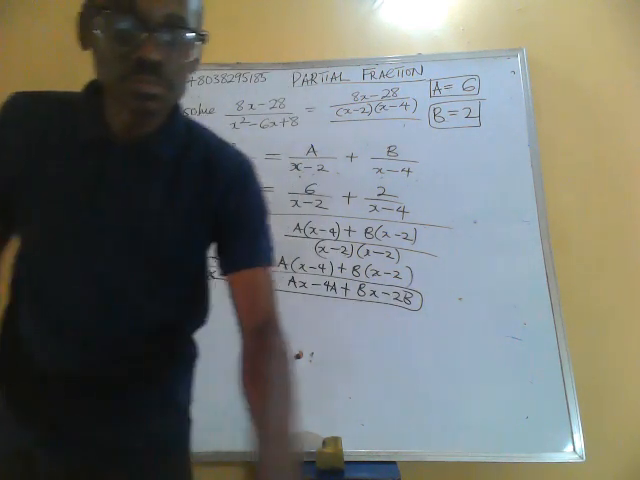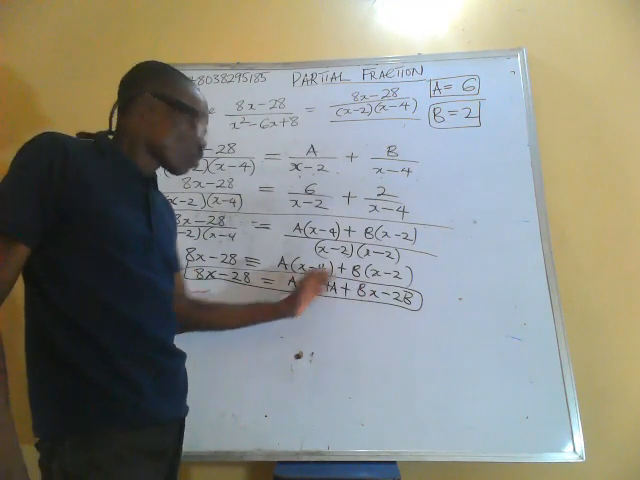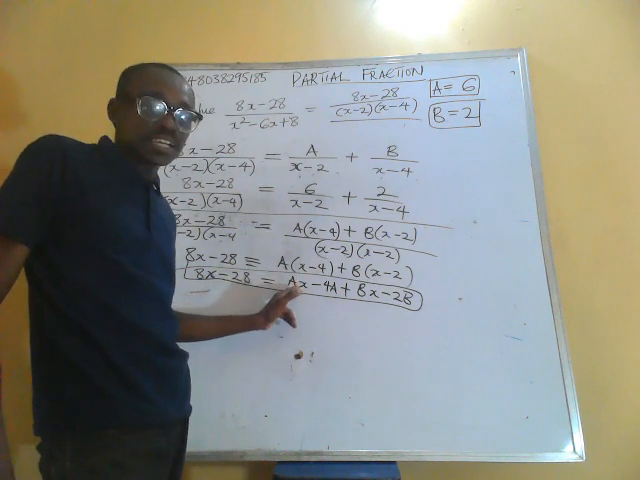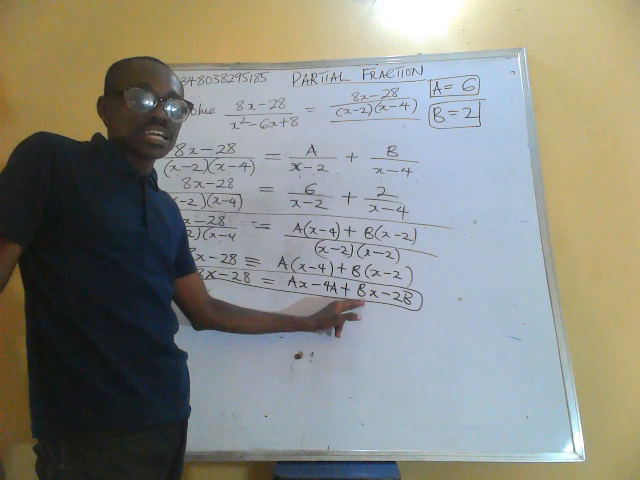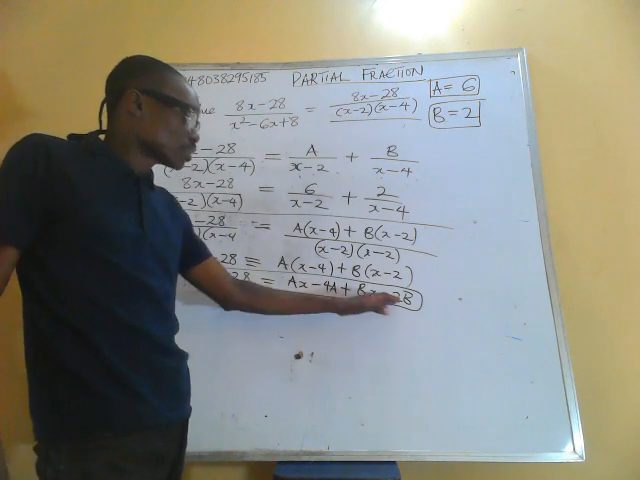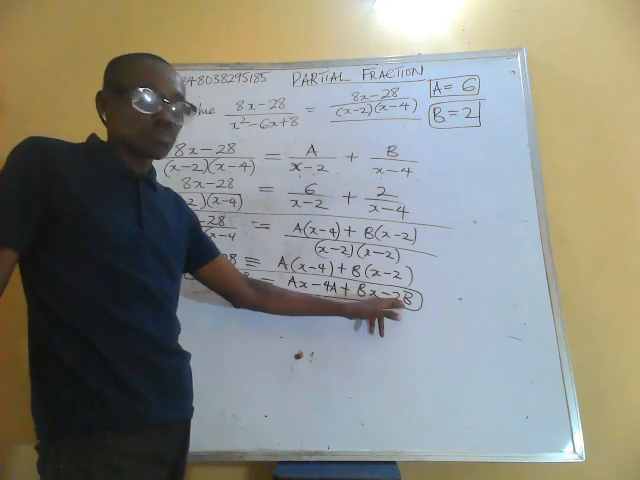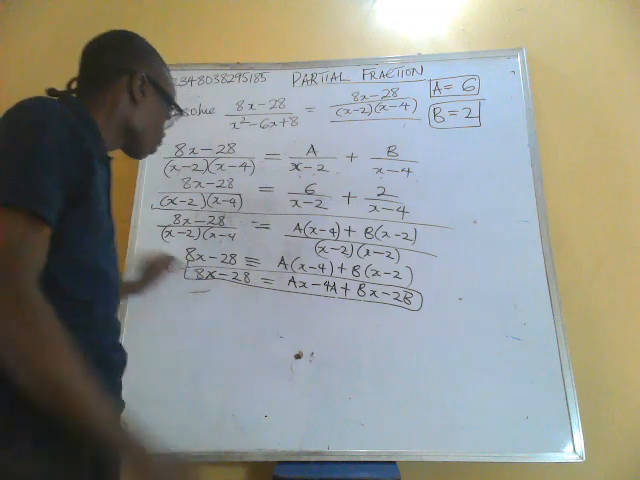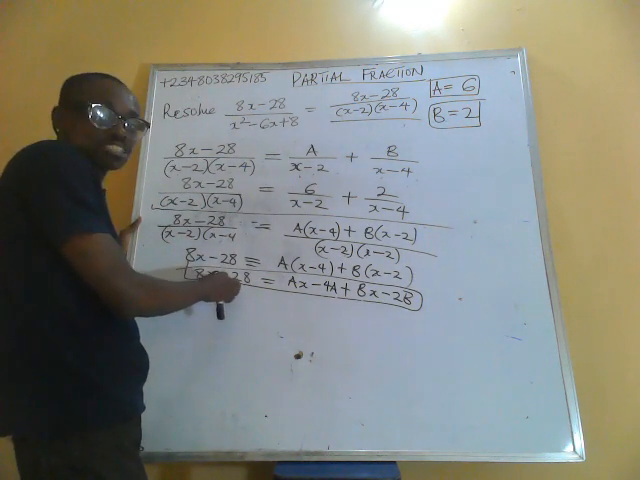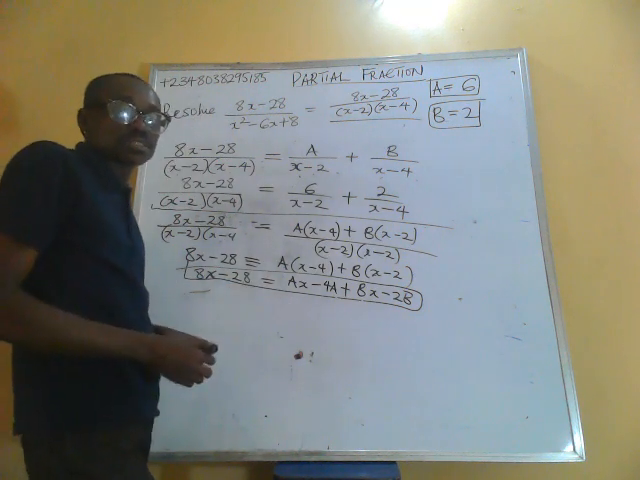You have that equation. On the right hand side, you have a and b, which are terms that are carrying x. Then you have 4a and 2b, which are pure numbers. On the left hand side, you have 8, which is carrying x, and 28, which is a pure number. So we are going to collect the terms.